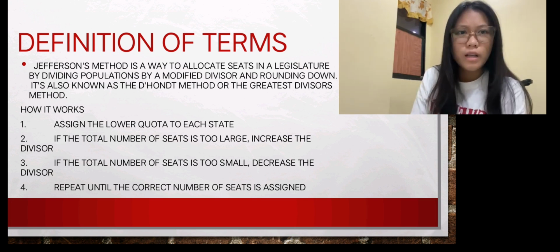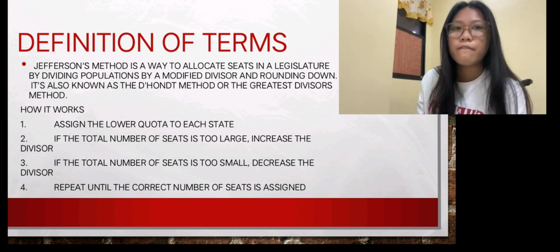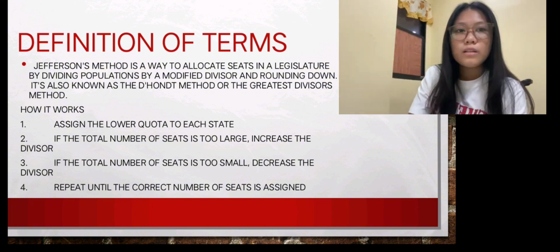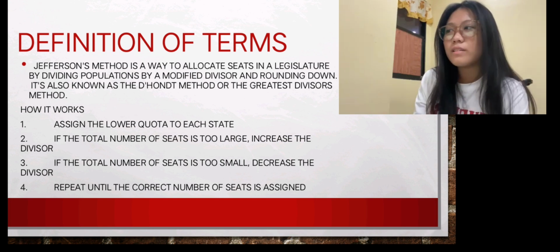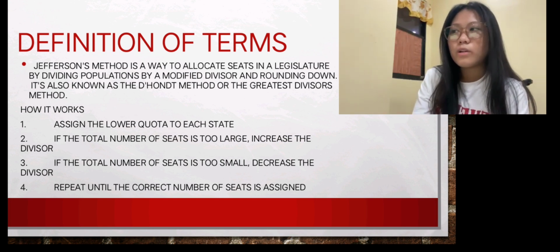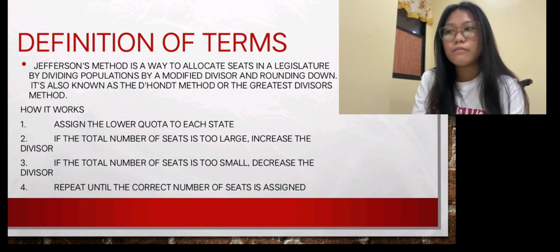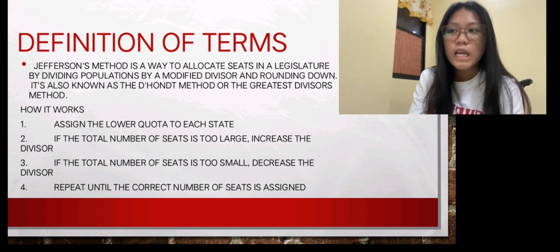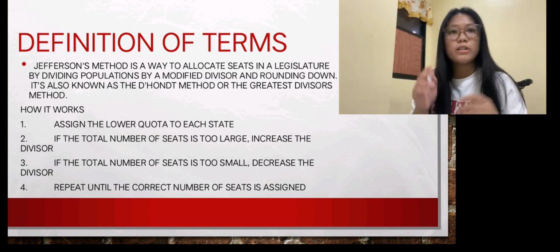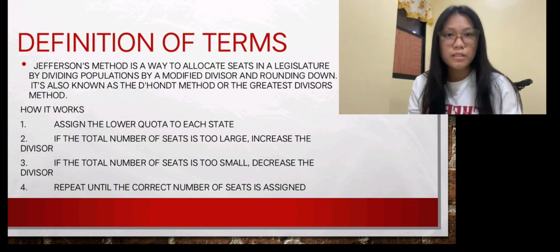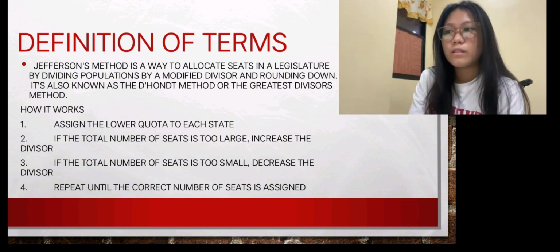So how does the Jefferson's method work? We have 4 steps. First, assign the lower quota to each state. Each state is initially assigned the lower quota, which is the whole number part of its population divided by a chosen divisor. Next step, if the total number of seats is too large, increase the divisor. And the next step, if the total number of seats is too small, decrease the divisor.